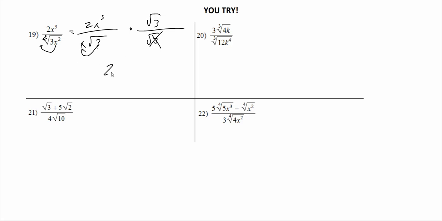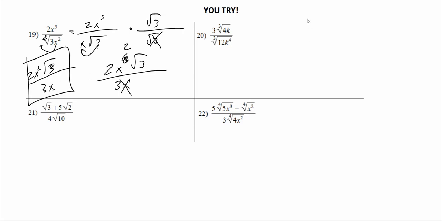So my numerator is 2x to the third root 3 over, then 3 pulls out with the x, so 3x there. Then I can simplify, okay? This gets crossed off. This 3 becomes a 2, right? X squared's left on top because I can basically take one x away. So answer, I get 2x squared root 3, over 3x.